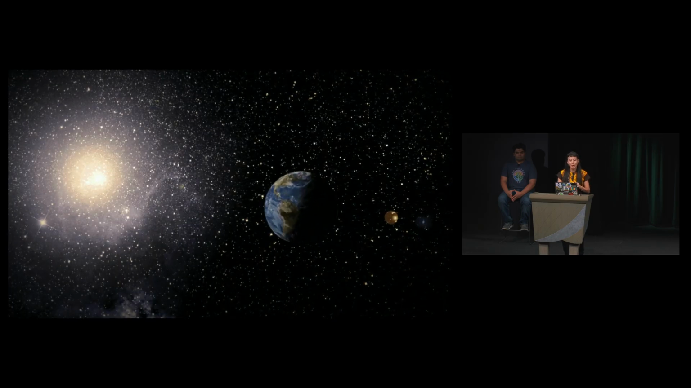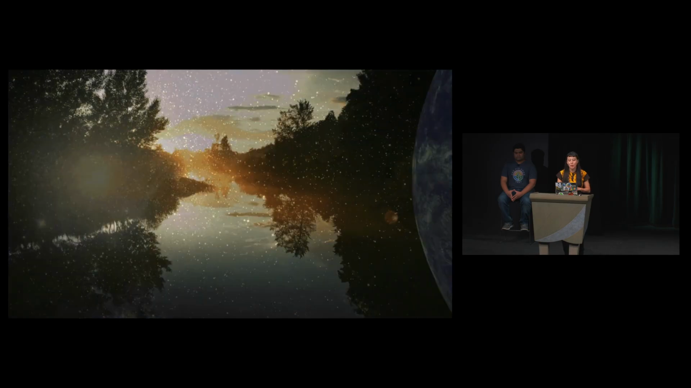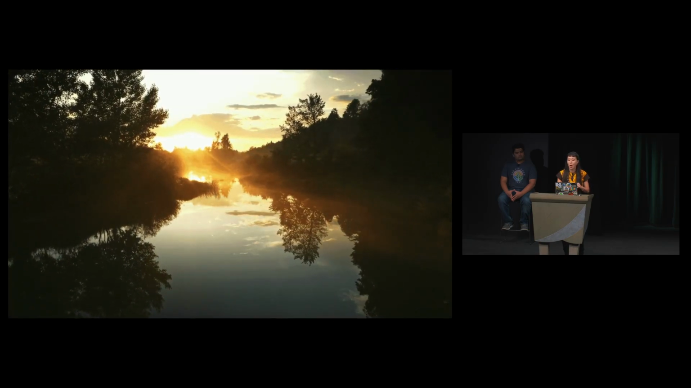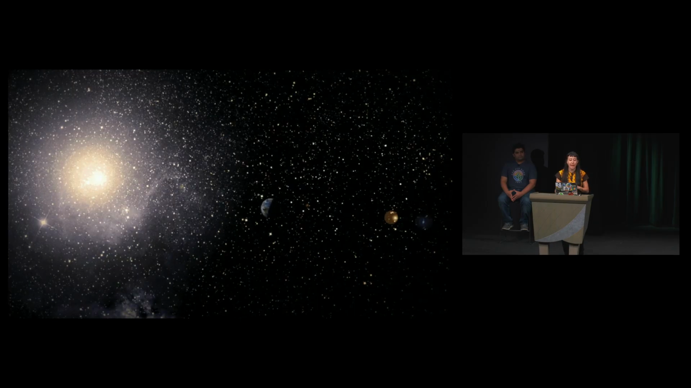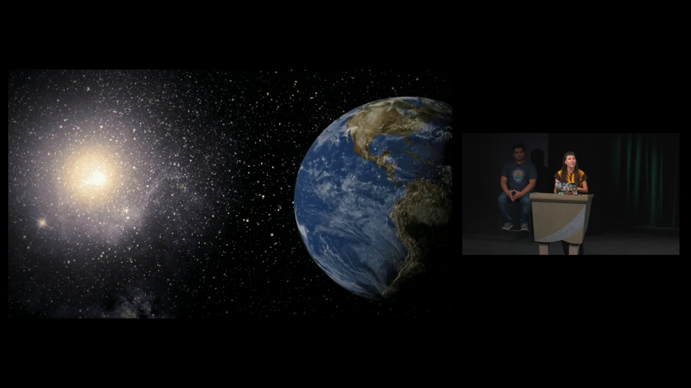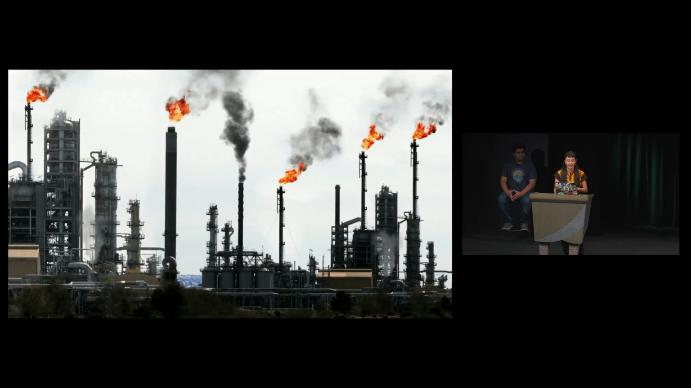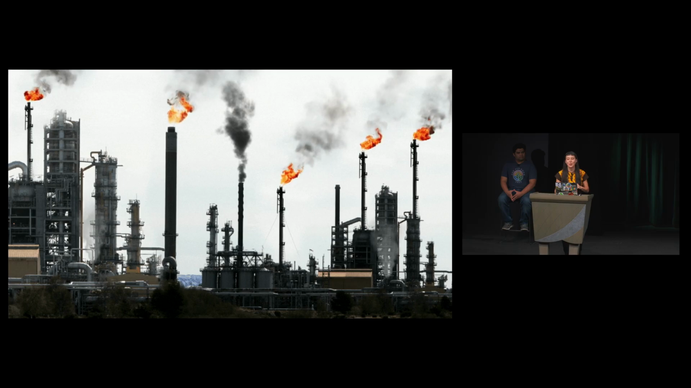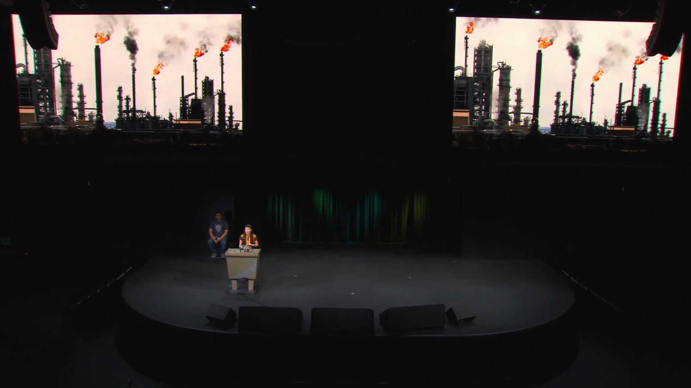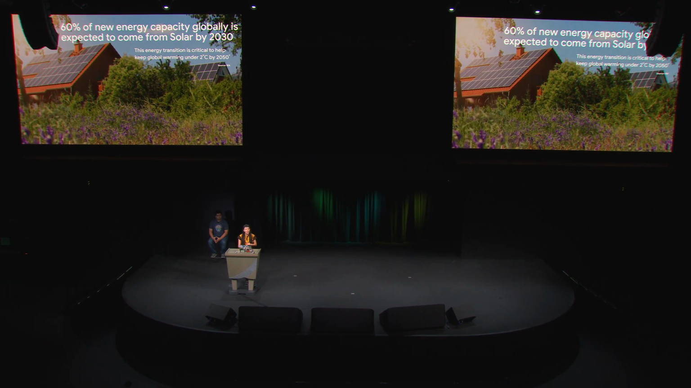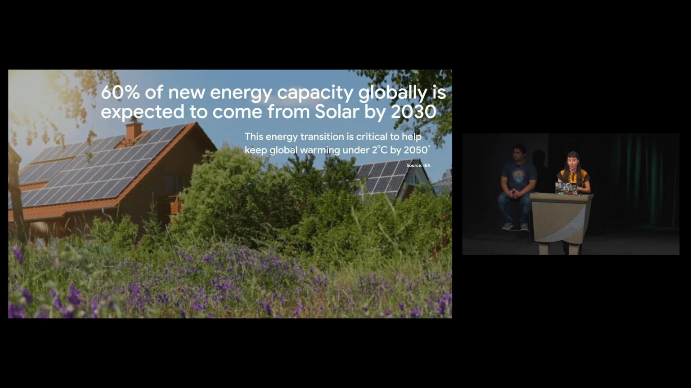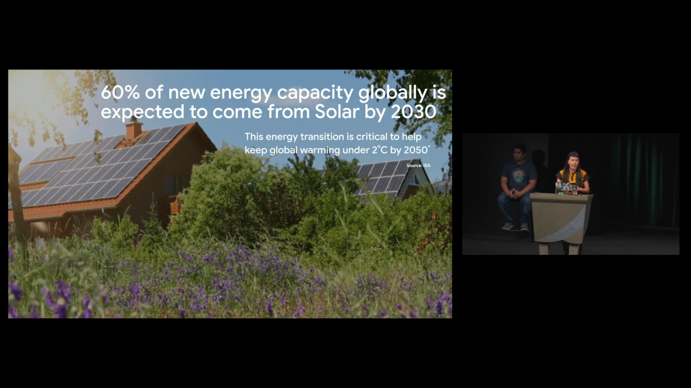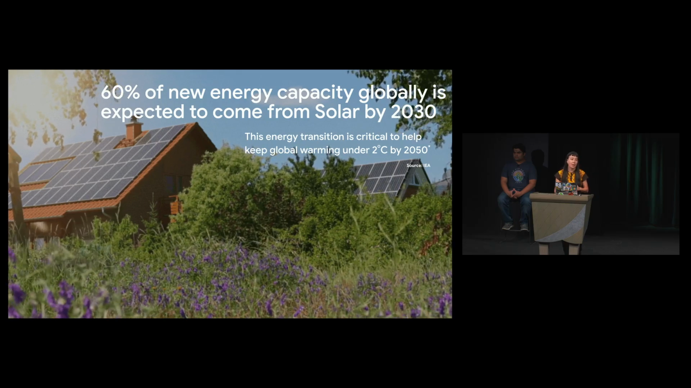So here's a beautiful fun fact. The sun produces more energy in 1 hour than all of the world's energy consumption in a year. It can help us provide enough clean energy to power every single home on Earth, without requiring us to use or burn harmful fossil fuels. And according to the International Energy Agency, 60% of new energy is expected to come from solar globally by 2030, which is critical to keep global warming below 2 degrees by the year 2050.